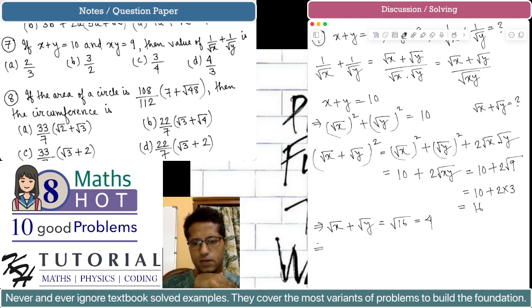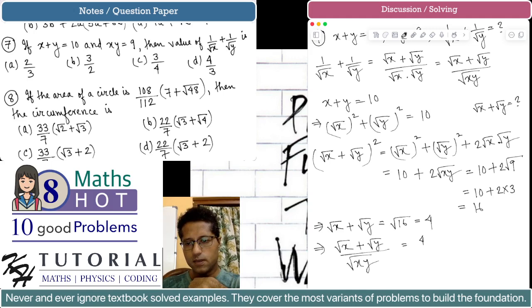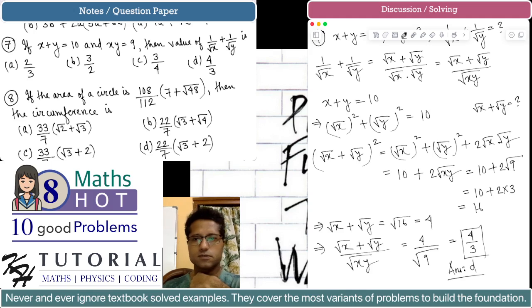Okay, I think we are done. So we have root x plus root y divided by, you have to find this. This is equal to root x plus root y is 4, and square root of xy is 3. So this is equal to 4 by 3. 4 by 3 should be the answer. Okay, and we see the correct choice is D. D is the correct choice.